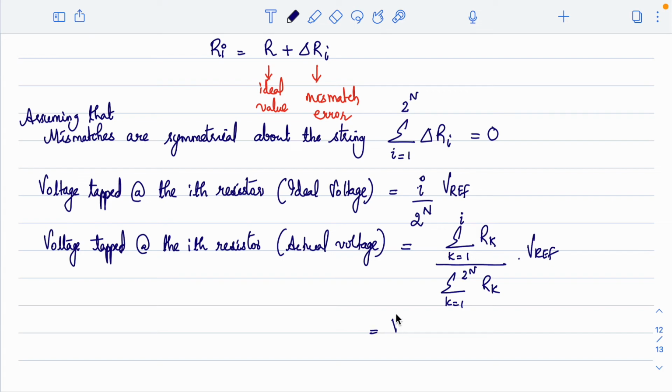further written as, now if you look at the numerator term, especially this term, here k is varied from 1 to I of Rk, but in this there is mismatch, so we need to account for mismatch in the numerator term, right? So how will I separately write that? I can write this as summation k equal to 1 to I, that resistance value, if I am considering it as R plus delta Rk.